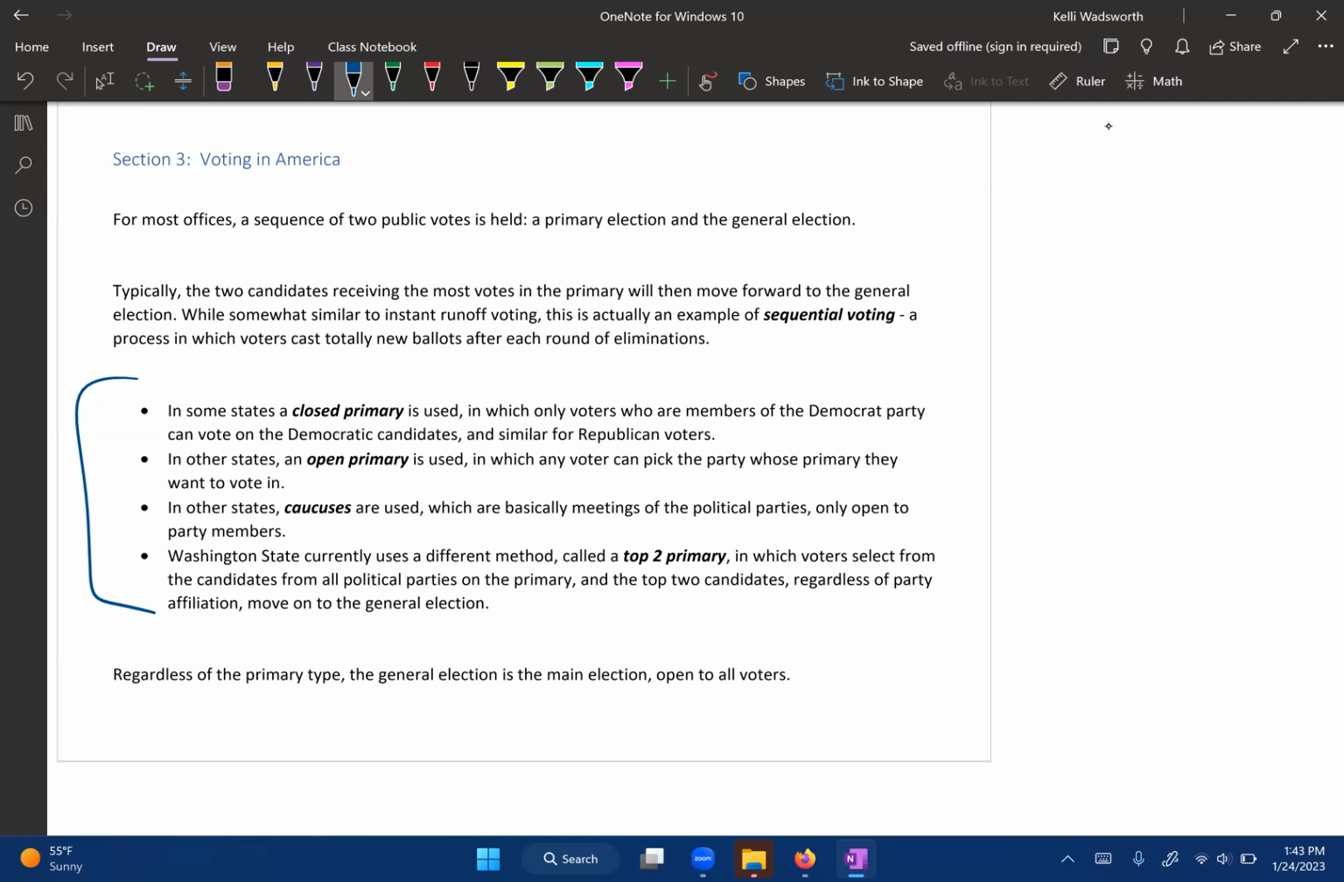And apparently Washington State uses a different method altogether called a top two primary, in which voters select from the candidates from all the political parties, and the top two candidates, regardless of party affiliation, move to the general election. That's interesting. I've never lived in Washington State, so I've never experienced that myself. And then, of course, the general election is open to all people, and you can vote however you want. If you're a registered Democrat, you could vote for the Republican candidate if you wanted, or vice versa.